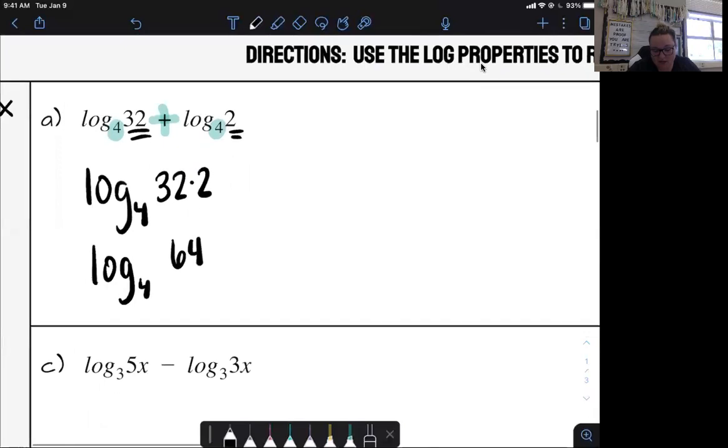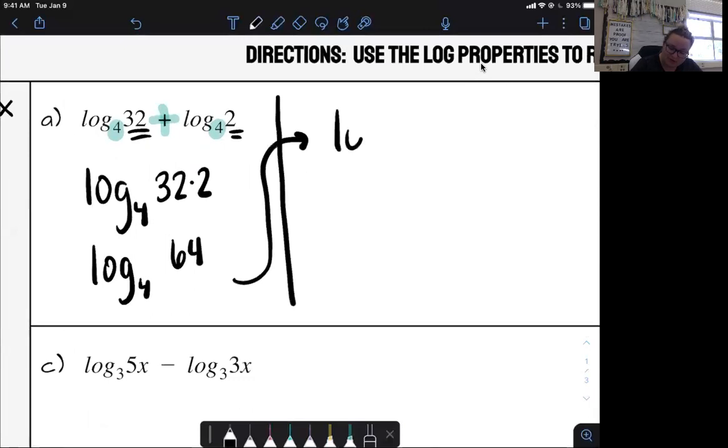Now, because we're dealing with log base 4, and I see that 64 can be rewritten as a power of 4, I'm going to rewrite this as the log base 4 of 4 to the, let's see, 4 times 4 is 16. 16 times 4 is 64. So 64 is the same thing as 4 to the third power. So that means I have log base 4 of 4 to the third power.